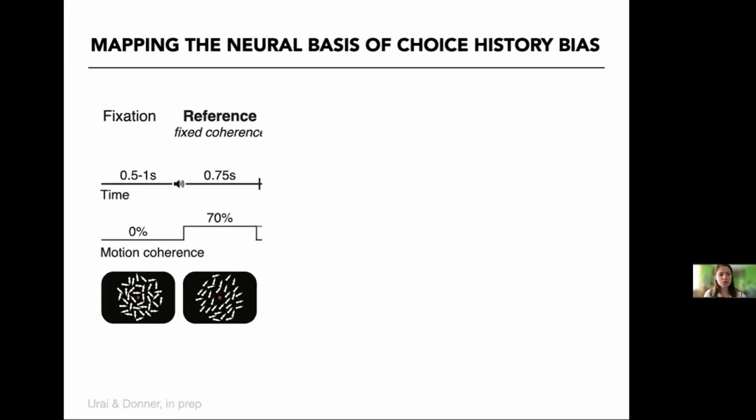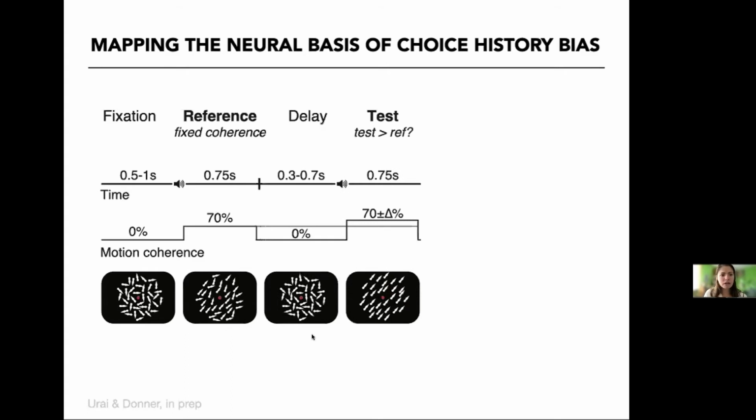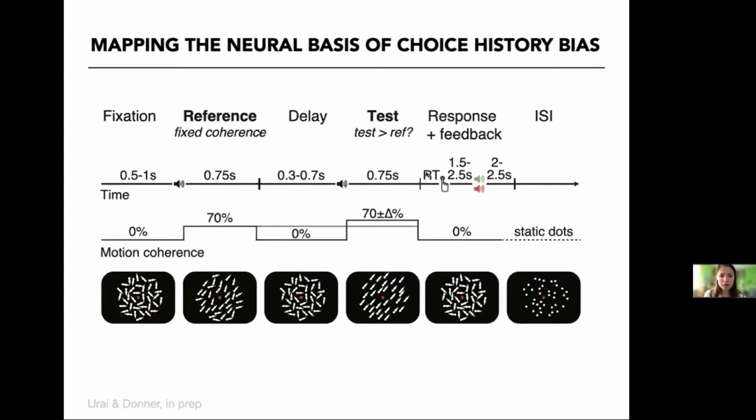We first showed them a reference window where 70% of the dots were moving in the same direction, followed by a short delay and then a test where the dots were either moving more strongly or less strongly. So they had to say, was there more coherent motion or less coherent motion in this test interval? We then gave them some feedback and showed them static dots at the end.